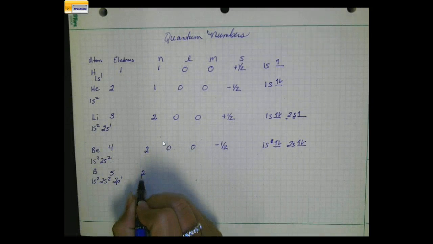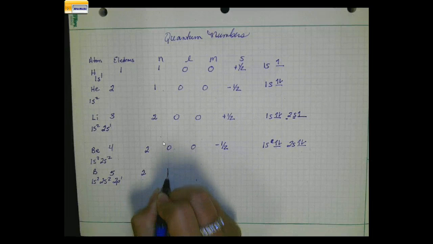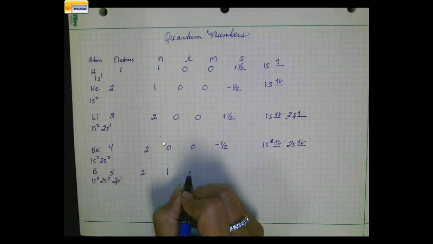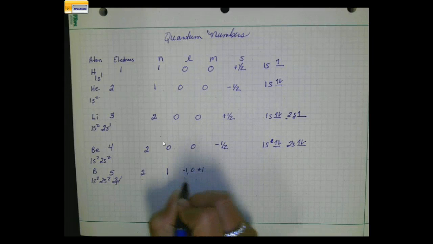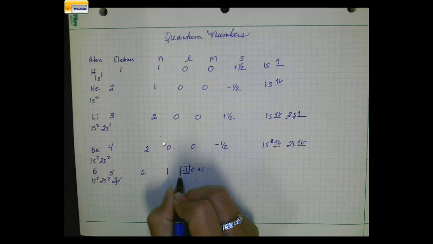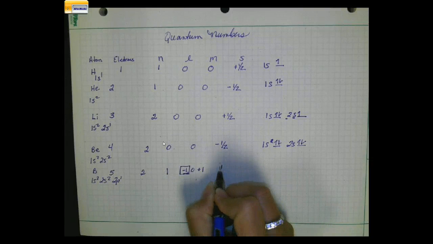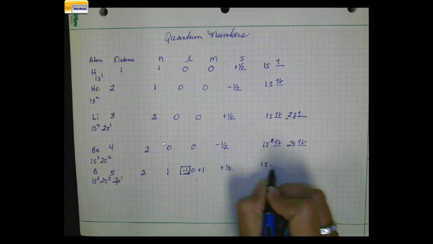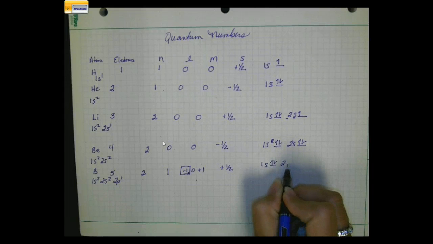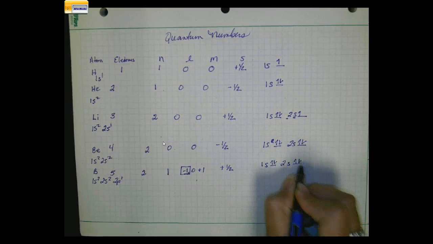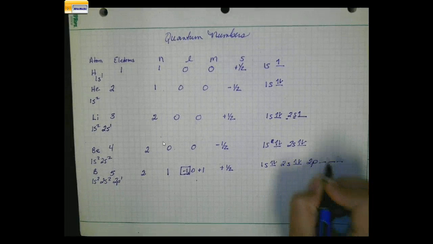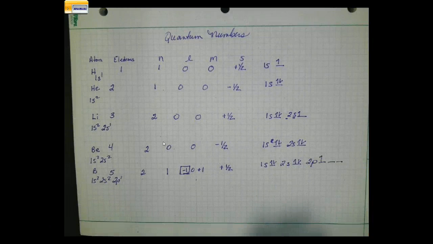We have n equal to 2. Now L is going to equal 1 because I'm now into a p orbital. And M can be either -1, 0, or +1. And we always start with the lowest value, so it would be -1. We always start with plus 1/2. Our orbital diagram would be 1s with 2 electrons, 2s with 2 electrons, and now we have 2p, we have 3 orbitals, and we just put 1 electron here.